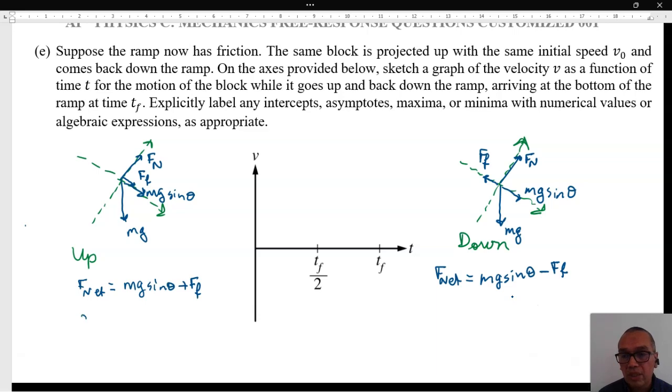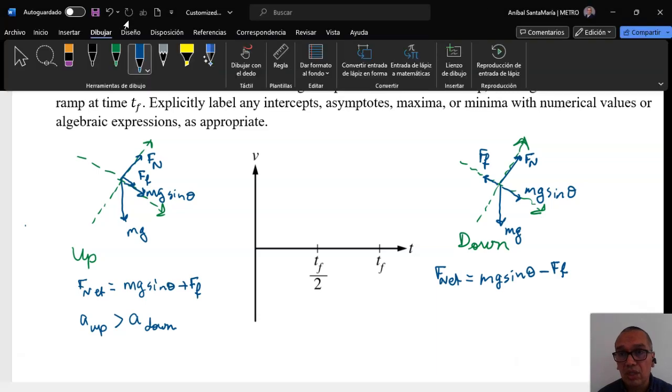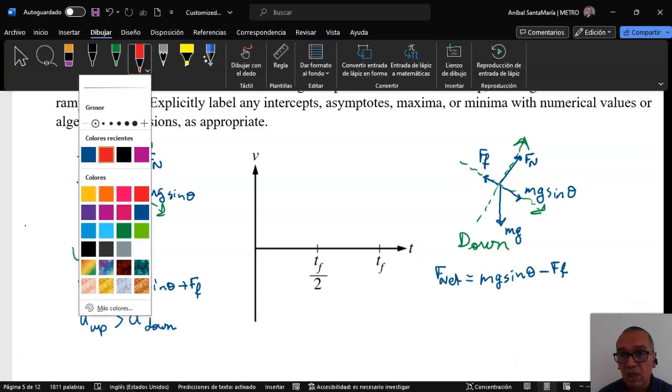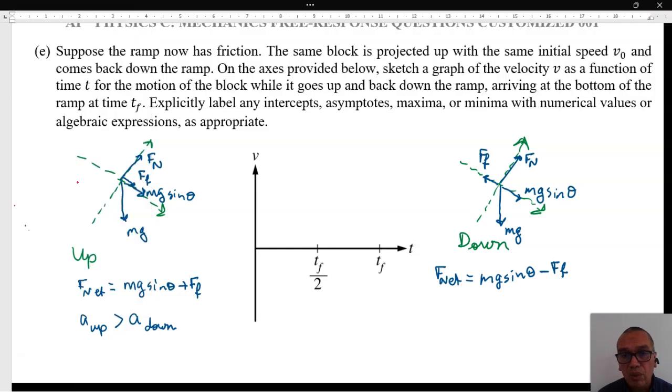Therefore, your acceleration on the way up needs to be higher than your acceleration on the way down. And that means that the slope of your velocity graph is different when you're going down than when you're going up. When you're going up, you start with negative v0 as usual, but you need to go steeper because you have a higher acceleration. And it also makes sense that if you have greater acceleration, it's going to take less time to go all the way up than it's going to take to go all the way down.